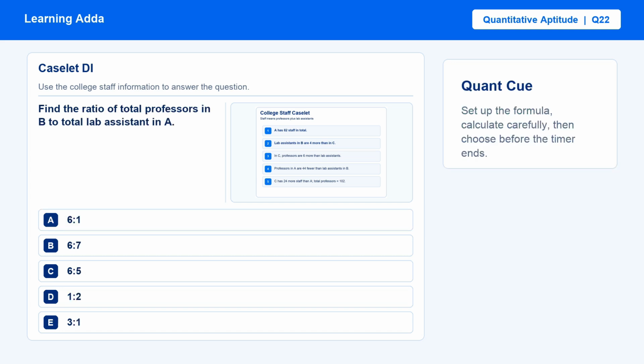Question 22. Find the ratio of total professors in B to total lab assistants in A. Option A, 6 to 1. Option B, 6 to 7. Option C, 6 to 5. Option D, 1 to 2. Option E, 3 to 1. The timer starts now.